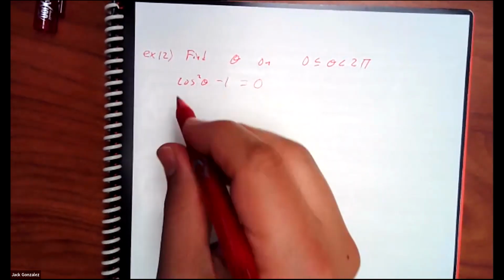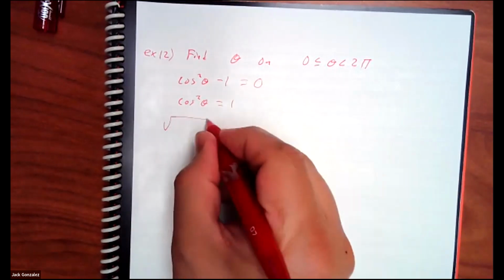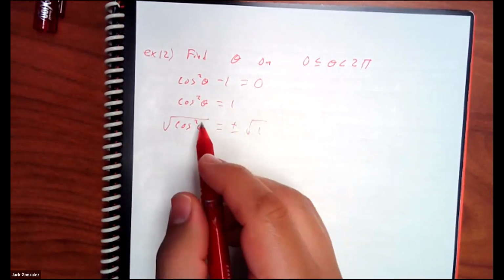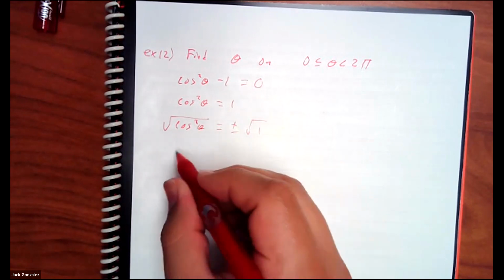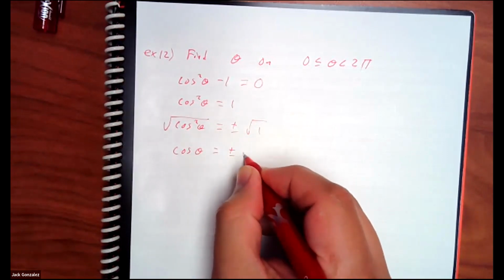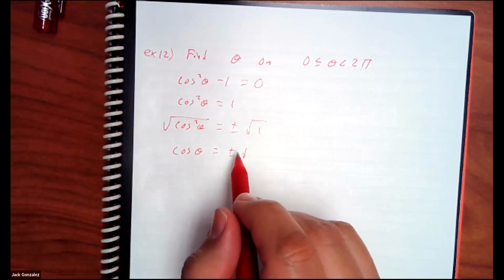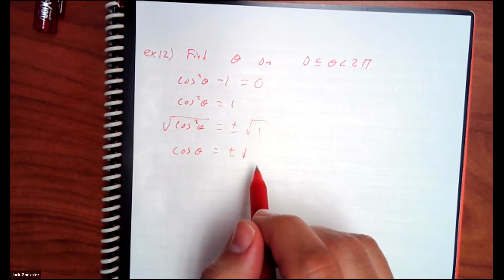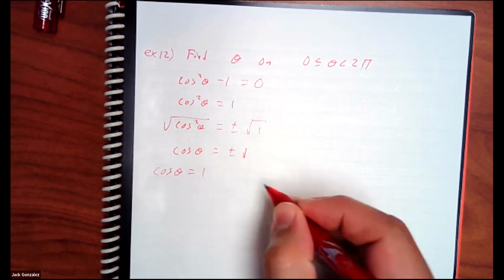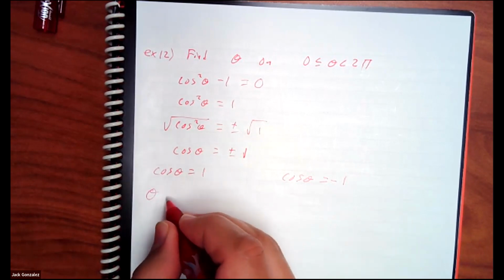So just isolate cosine, add the 1 over, square root both sides. Whenever you square root both sides, you have to tack on the plus or minus. Square root cancels the square, so I get cosine theta equal to plus or minus 1. Square root of 1 is 1. So when is cosine theta equal to 1? When is it negative 1, right? So we technically have two equations.